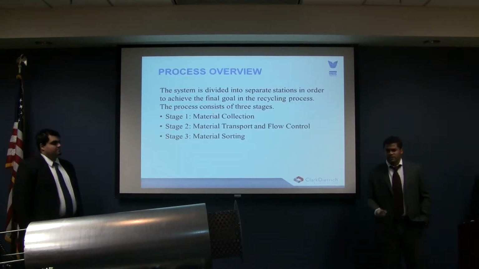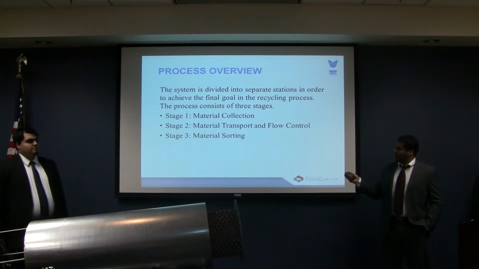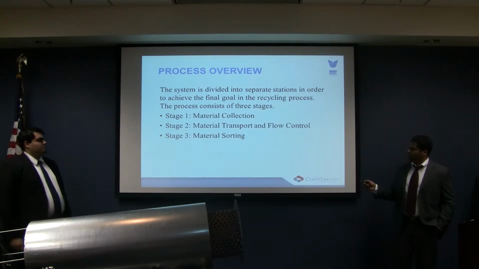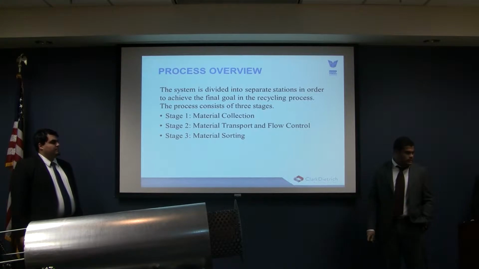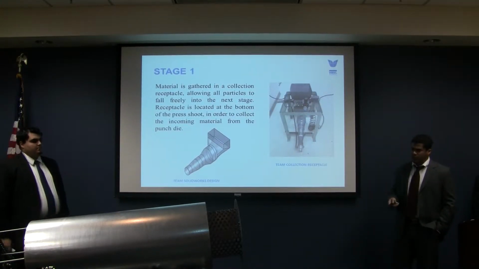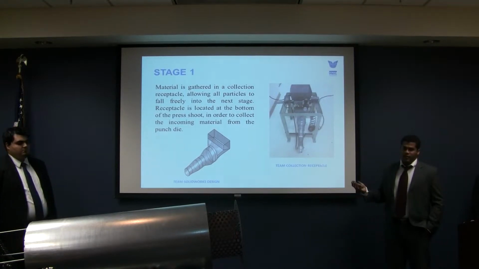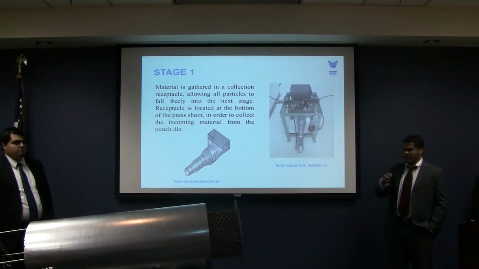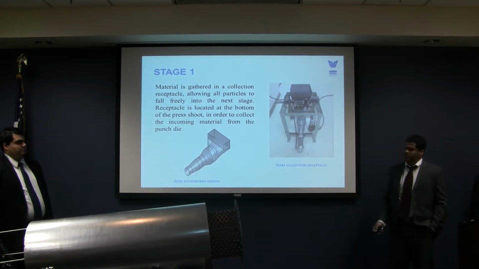Basically, the project is divided into three stages: material collection, material transfer and flow control, and material sorting. Stage 1 is the collection receptacle. We contain and gather all the pieces from the punch die, allowing them to move freely to the next stage, which is the conveyor.